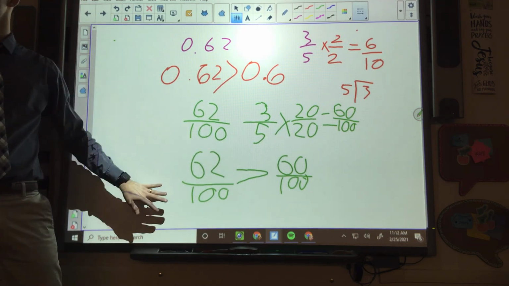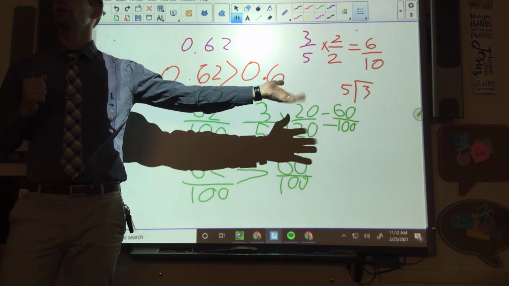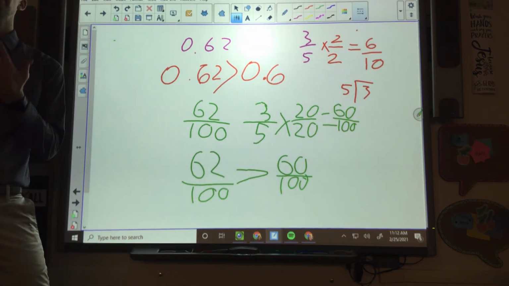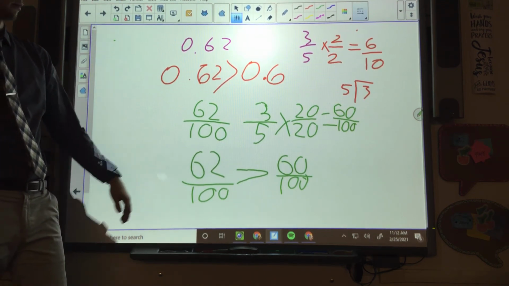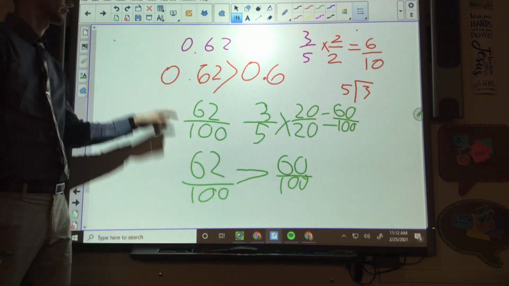62 over 100, you could have divided by 2 over 2, would have got 31 over 50. Then you would have multiplied by 10 over 10. Doesn't matter, either one works. The whole point of this is not to see, hey, can you get it in simplest form, although that's certainly helpful. The biggest thing is, can we figure out which one's bigger or smaller.